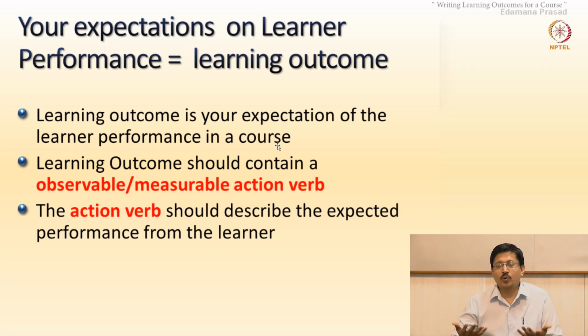So when the learner cognitively does a performance, it should be observable or measurable so that the teacher can identify that the intended learning happens. So unless the learner's performance is observable or measurable, a teacher or a third party cannot assure that the intended learning has happened. That's the reason why we say that learning outcome must contain an observable verb.